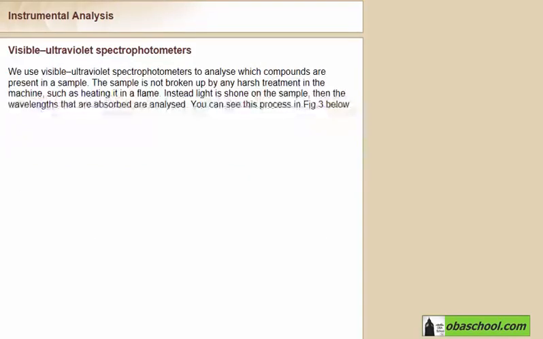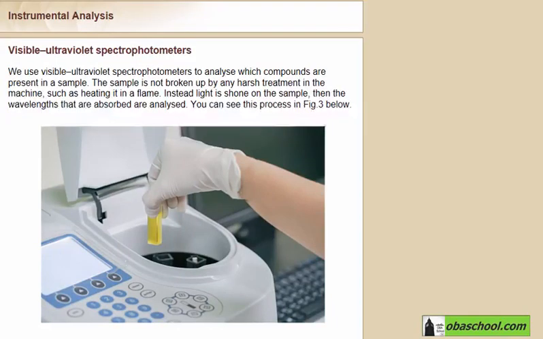Let's describe now the visible ultraviolet spectrophotometers. We use visible ultraviolet spectrophotometer to analyze which compounds are present in a sample. The sample isn't broken up by any harsh treatment in the machine, such as heating it in a flame. Instead, light is shone on the sample, then the wavelengths that are absorbed are analyzed.